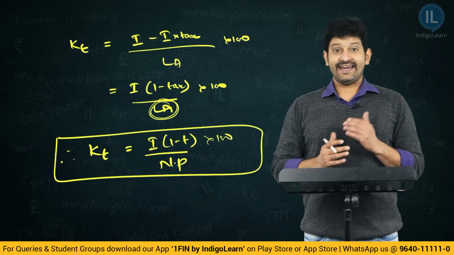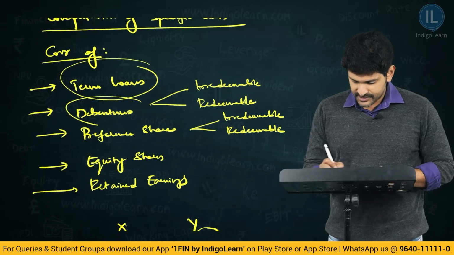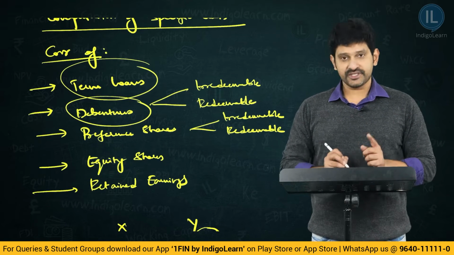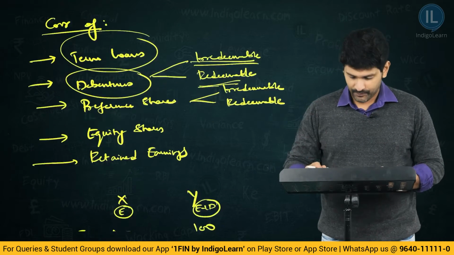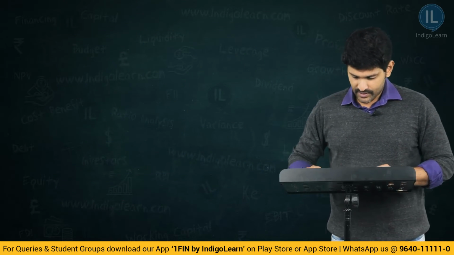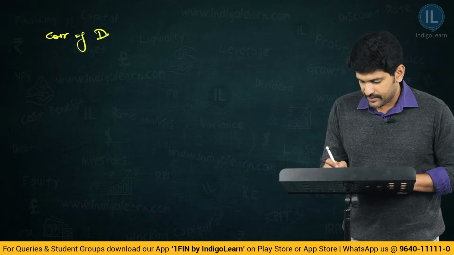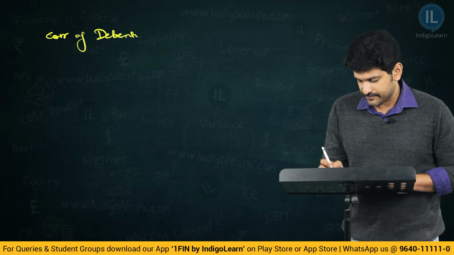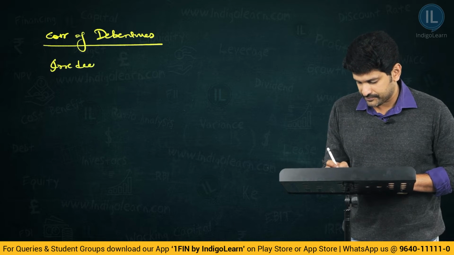Let's now move to the next specific cost in the order, that is debentures. Now, in debentures we said first we will talk about irredeemable and then we will come to redeemable. Cost of debentures, irredeemable.